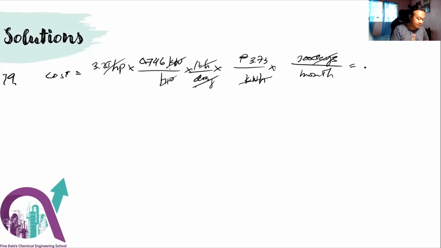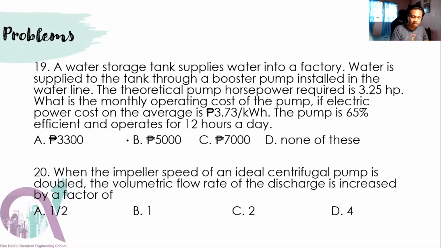You will get 5,086 per month. Yeah. So there, B.